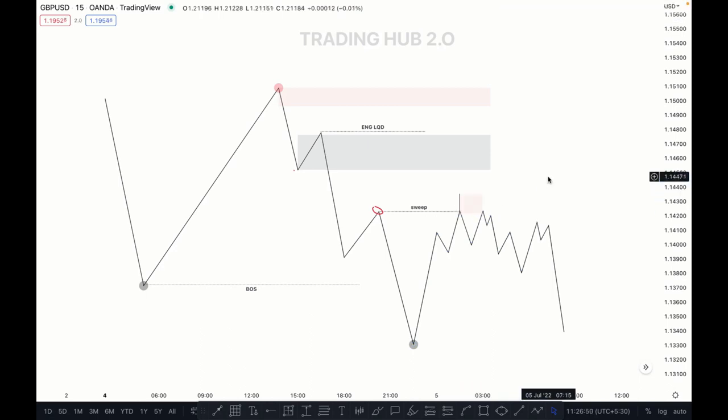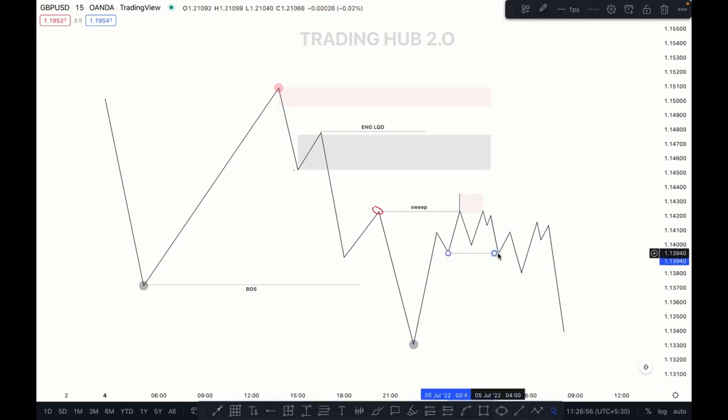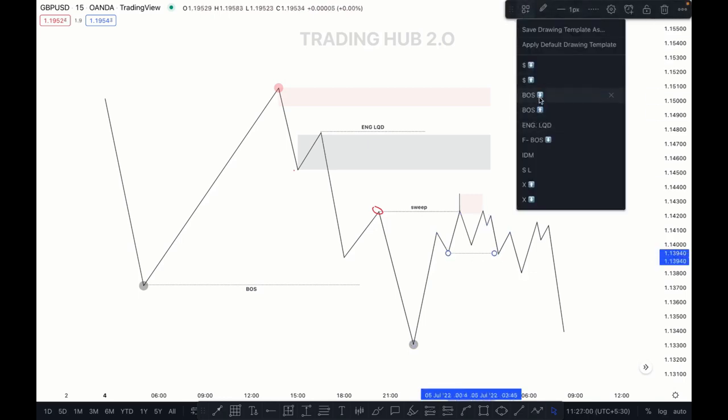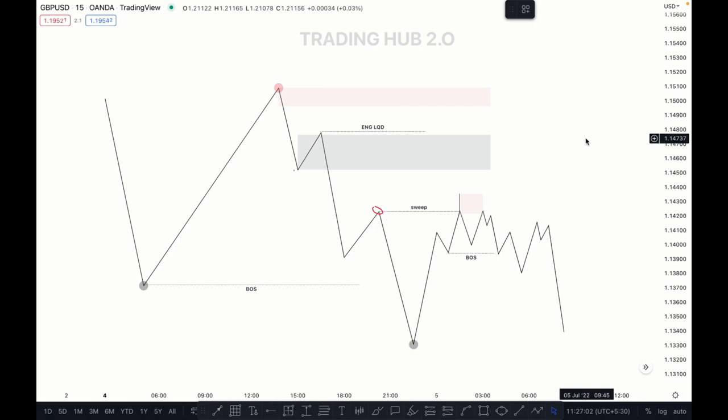And where is our next entry? You have to wait for the BOS, which is here. Once the market breaks this structure, this is our BOS. You can say CHoCH also, there is no difference. After the break of structure, when can we sell? You have to wait for the first high to be taken out. When the market takes out the first high, we can sell another entry up here.